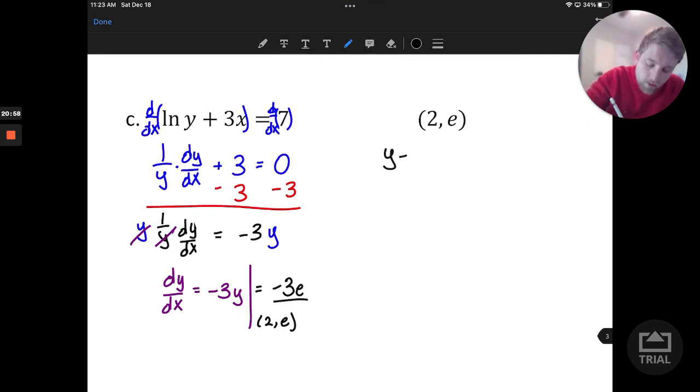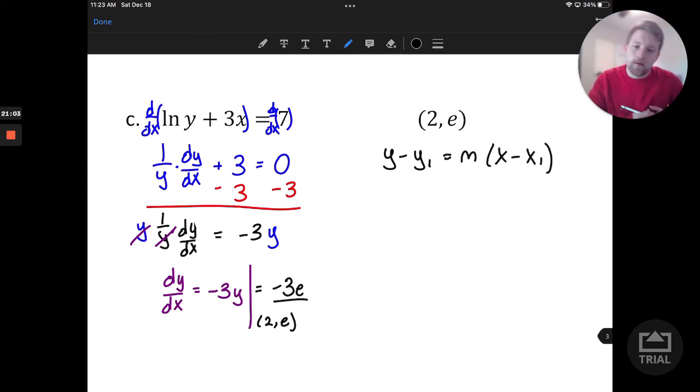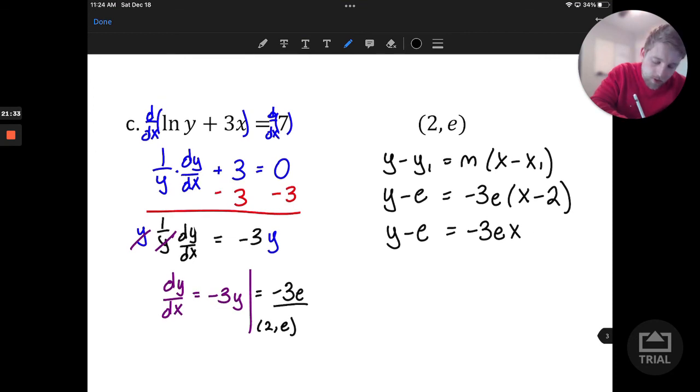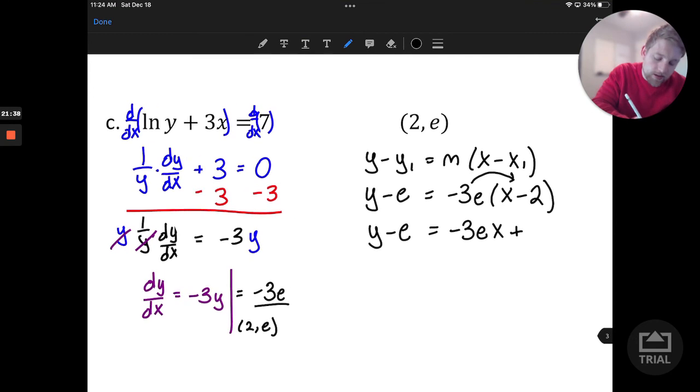We have y minus y1 equals my slope times x minus x1. So this is our payoff. My y term here is e again. So we'll subtract e equals my slope, negative 3e, and then we'll have x minus x1, which is the 2. We'll go ahead and distribute the slope to get negative 3e times x, and then plus, when we distribute the two negatives here, we'll get a plus 6e.